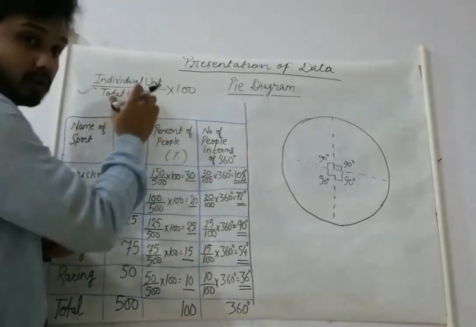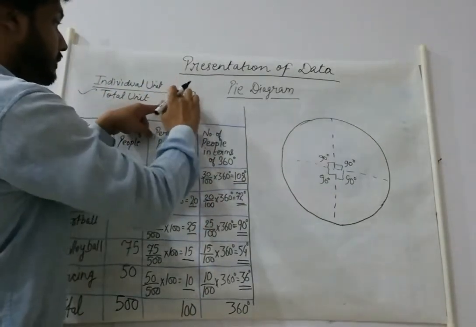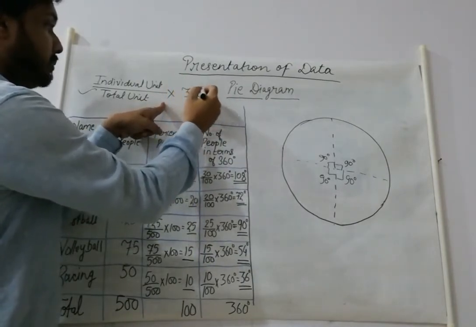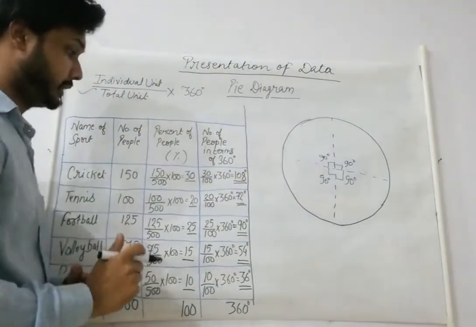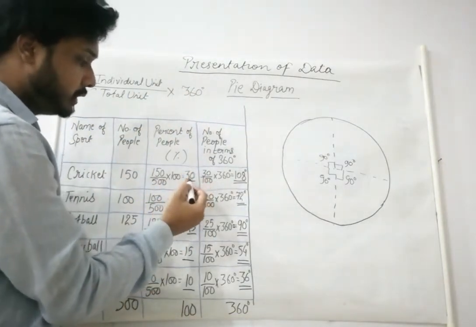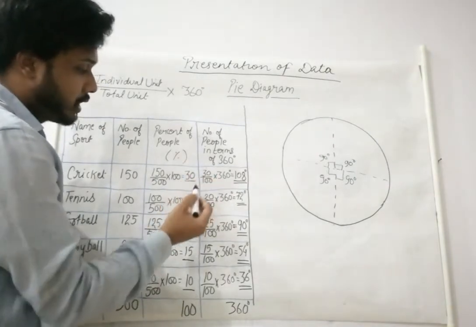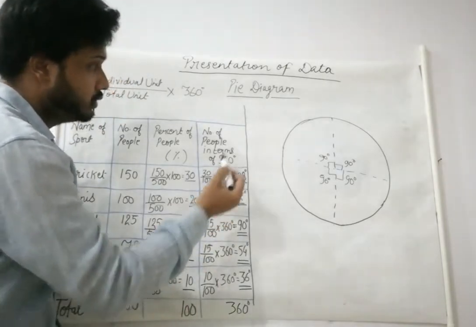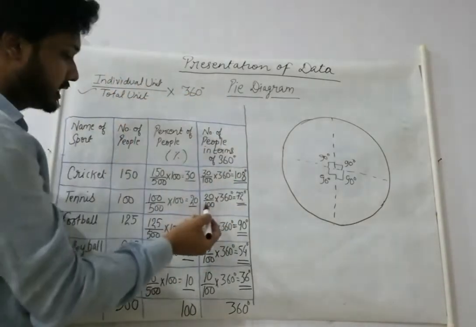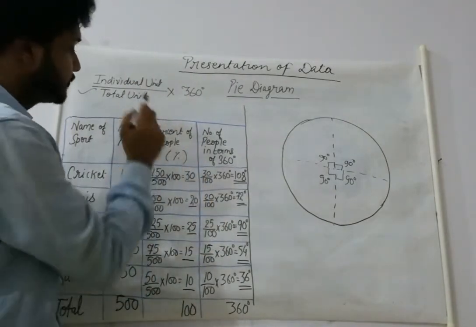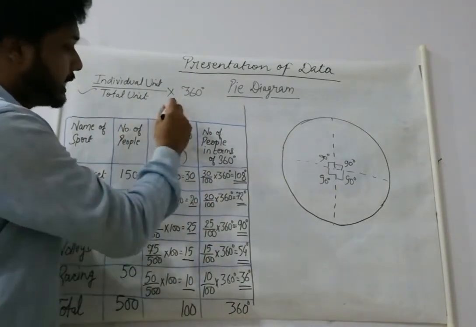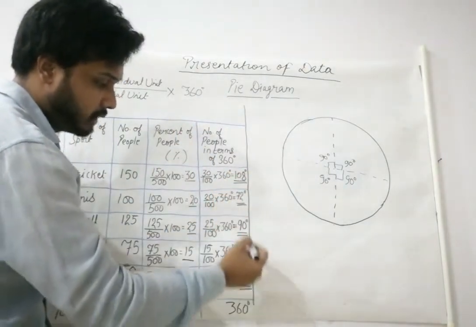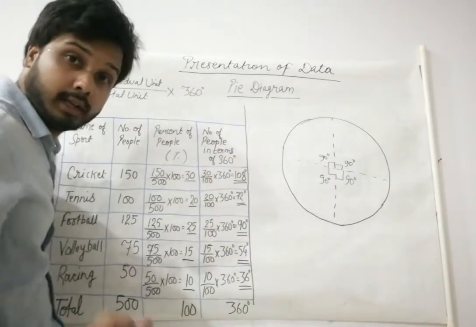So this formula will be the same here, only we change this because we have to convert into degrees. So we will multiply it by 360 degrees. See here, individual unit is 30, so 30 upon total, the total of percent is 100, so 100 into 360. Then for the next one also, individual unit is 20, total is 100 and into 360. In the same manner, we have converted every data into degrees.